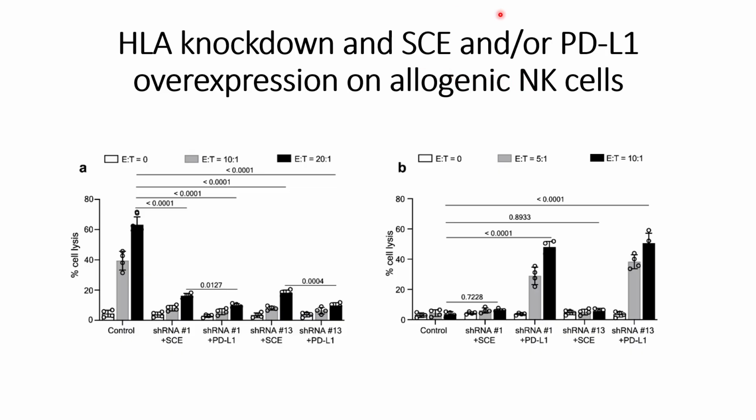So it is essential to have this overexpression of SCE or PD-L1 to maintain the NK cells' cytotoxicity against the cancer cells. So this is the final conclusion that comes from it. The results for these allogenic NK cells with the cancer K562 cell line are shown in the supplemental figures. You can refer to the supplemental figures from the link of the paper that has been provided in the description.